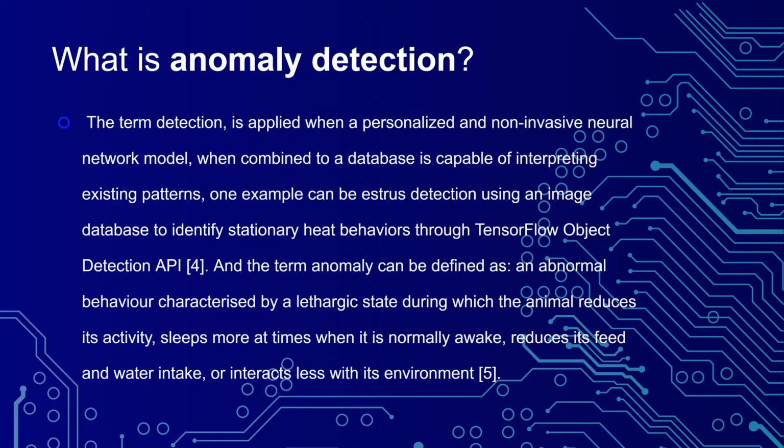So we go to the next term, anomaly. It can be defined as an abnormal behavior characterized by lethargic state. What is a lethargic state? It is a state during which the animal reduces its activity. It sleeps more at times when it is normally awake, reduces its feed and water intake, or interacts less with its environment. Okay, so that is anomaly detection.